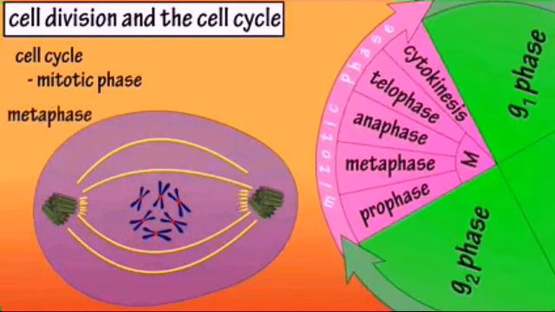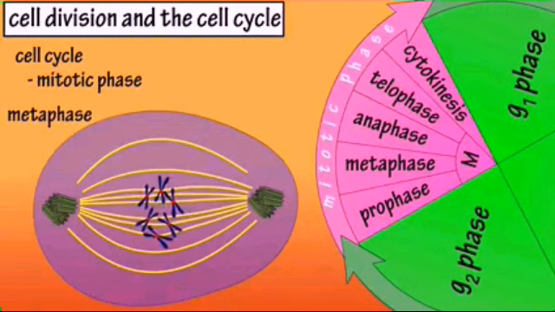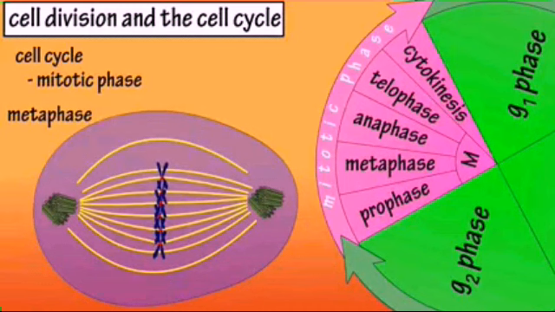During metaphase, some of the spindle fibers attach to the centromeres of the chromosomes, aligning them in the middle of the cell at the equatorial plate.